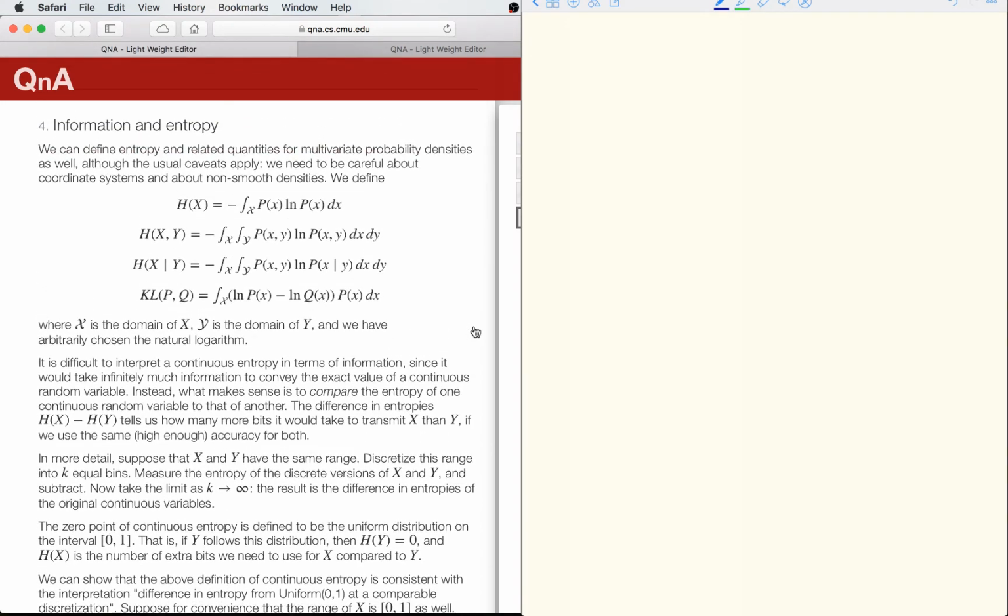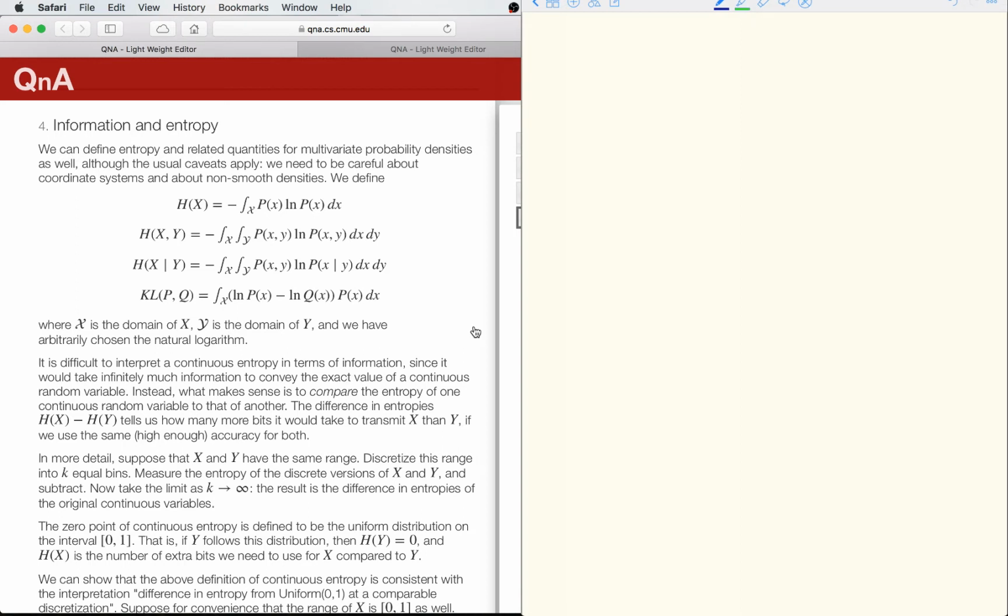Now, the caveat comes when we start to try to interpret continuous entropy in terms of information, right? So in the discrete case, we had that entropy was the amount of information that you would expect to use to transmit a sample of a random variable from Alice to Bob. Now, if Alice knows the value of a continuous random variable, she actually has infinitely many bits of information, right? Because if you specify it to arbitrary precision, you can't send a real number over a wire.